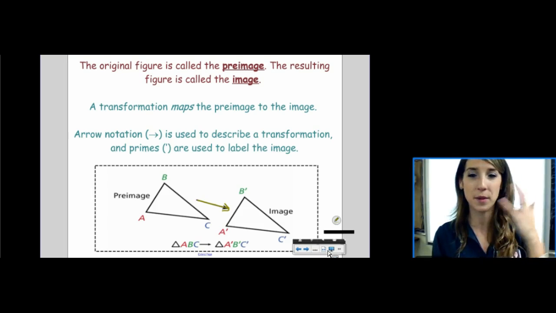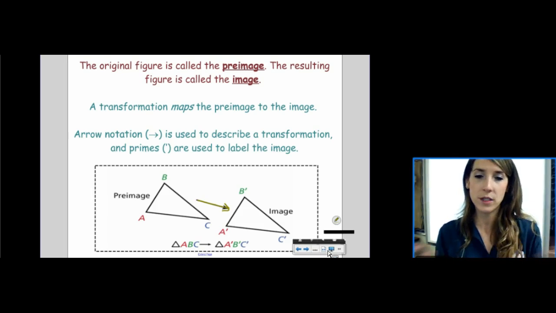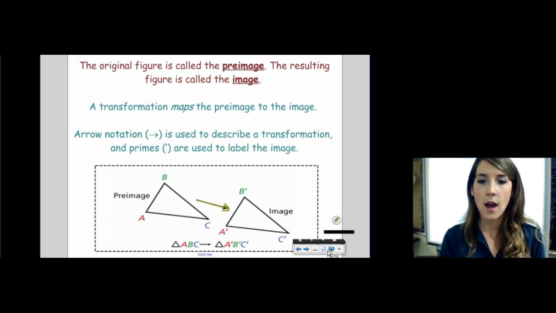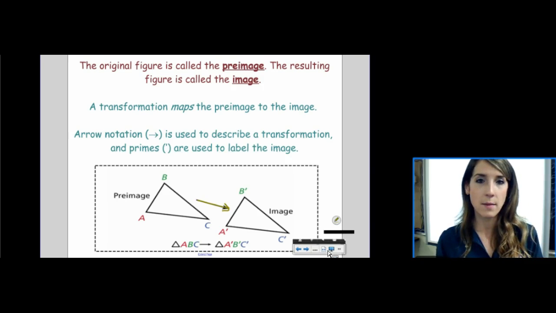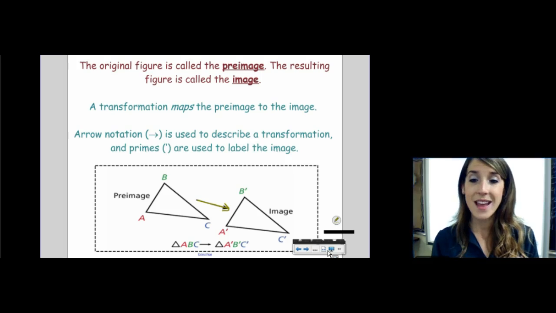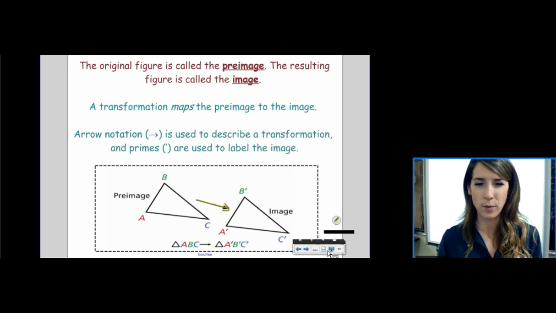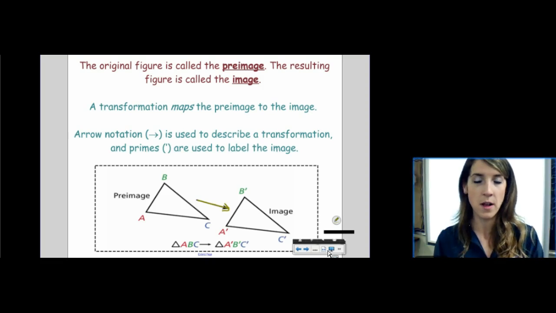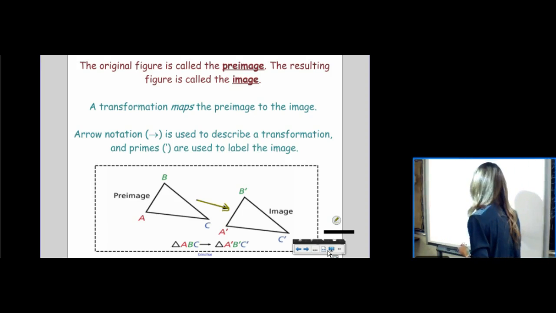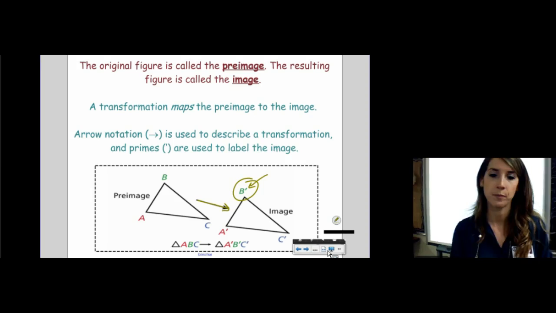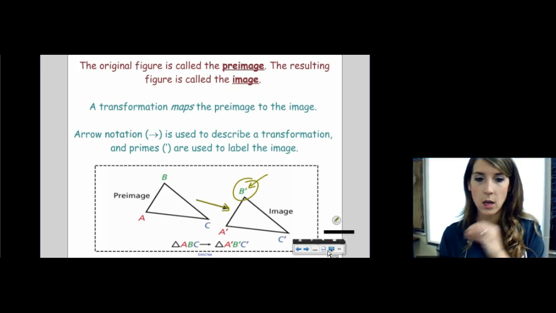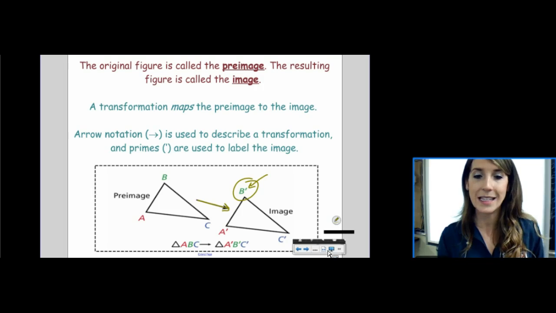Kind of like in scale factor, remember second over first? And we needed to know which one was the first and which one was the second, right? Then another clue as to which one's the first and the second is we're going to name our original image with 3 letters if it's a triangle. And then our image, we're going to use that prime notation. So kind of like Transformers, Optimus Prime, right? So B becomes a new version of B, B prime. So we don't call it a new letter. We don't call it D. We call it the same letter, but with this notation right here. That's called a prime. So pre-image becomes image. And we use prime to show you which one is the image.